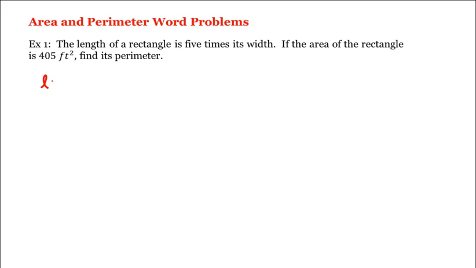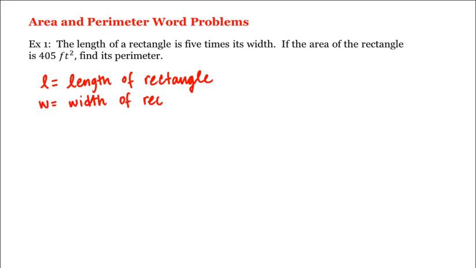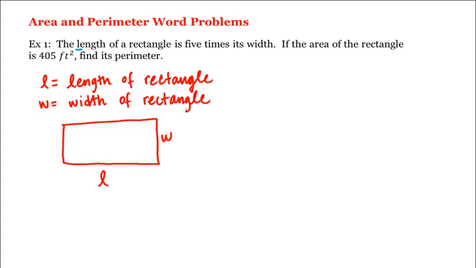Okay, so let's let L equal the length of the rectangle, and W be equal to the width. That is, this is L and this is W. Now we're told that the length is 5 times its width, which means then that L, the length, is equal to 5 times the width, or 5W.